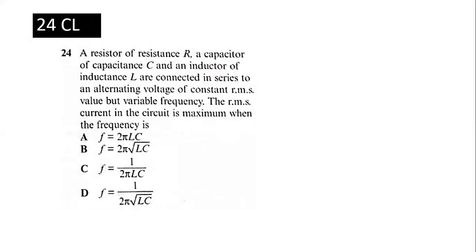Okay, this is question number 24 under your focus. Resistor R, capacitor C, and inductor L are connected in series to an alternating voltage of constant root mean square value but variable frequency. The root mean square current in the circuit is maximum when the frequency is... memory work only. What's the answer?